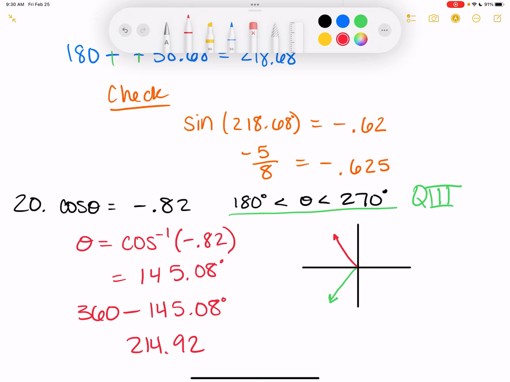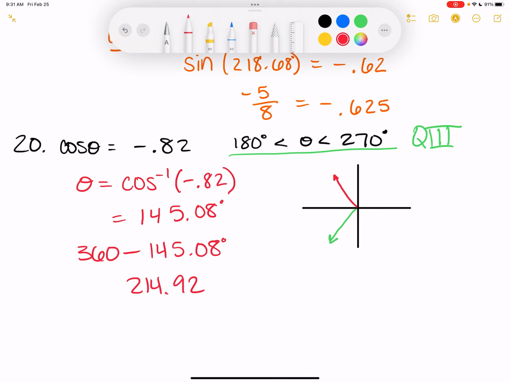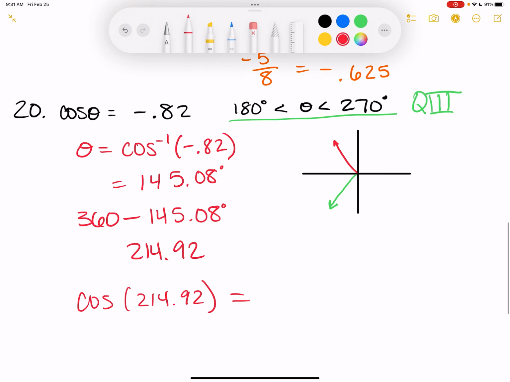How do you check these ones? Well, to check it, you would plug this back into the cosine of 214.92 in degrees is equal to what? 0.82. Did you actually check it? Yes. Negative 0.82. Negative 0.82.